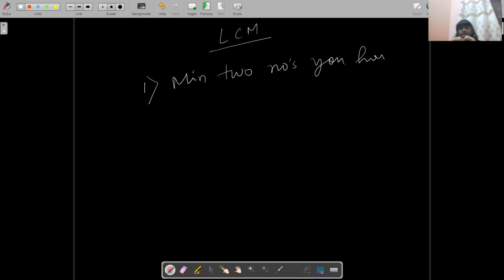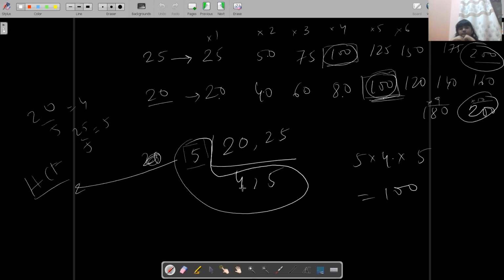Now, I just mentioned the HCF rule. I'll mention the LCM rule also. What is the LCM rule? Minimum 2 numbers you have to take for division. See, in the previous page, 4 and 5, there is nothing common. I can't divide it with something, right? So it stops over here.